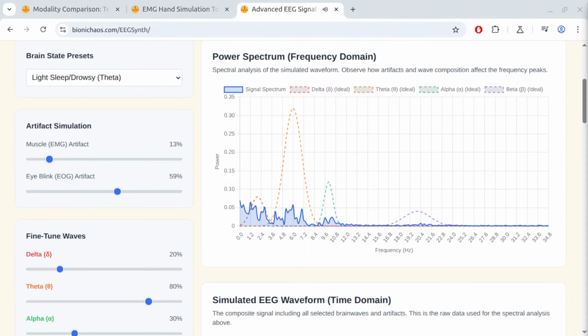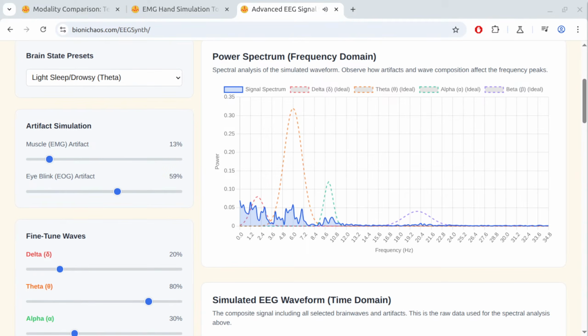Okay, so let's wrap this part up. What does this all mean? We've taken this deep dive into the EEG signal simulator. We understand its purpose: education, algorithm testing. Right, we looked at its parts. The brain state presets for typical patterns, the artifact simulation, super important for understanding real-world challenges like muscle noise, EMG, and eye blinks, EOG. And the fine-tuning controls. Simple sliders, but also that customized mode for setting specific frequency, bandwidth, and amplitude for each wave: delta, theta, alpha, beta.